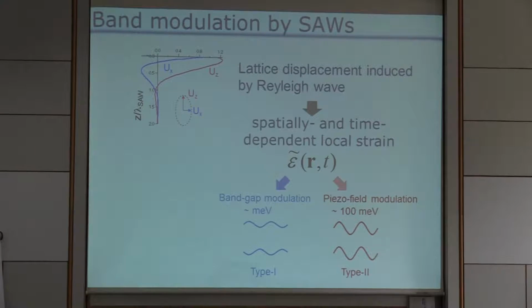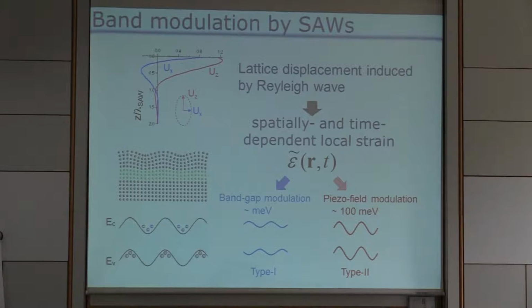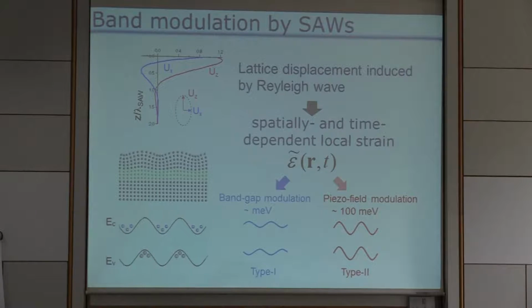Type 1 and type 2 mean the phase of the modulation between the conduction band and the valence band is out of phase or in phase. Because the strength of the piezoelectric field modulation is much larger than the band gap modulation, we can use this piezoelectric field modulation for transporting electron spin. When we create electron-hole pairs in the conduction and valence bands, they are trapped in their potential minima and transported with the acoustic velocity.